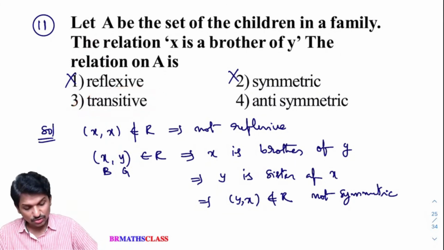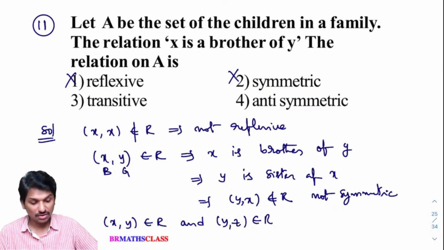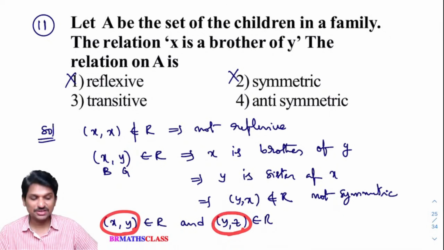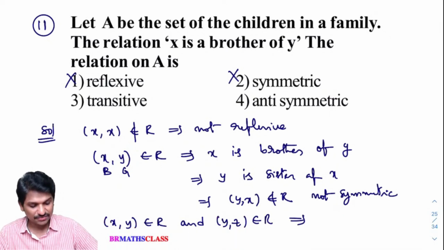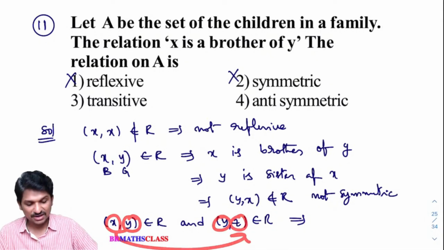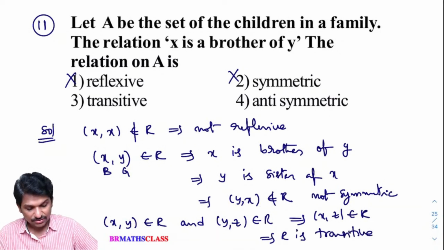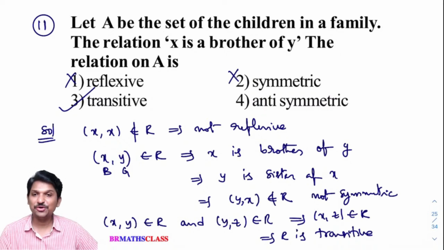It's easy. How to check transitive relation? We'll take ordered pairs: (x, y) belongs to R and (y, z) belongs to R. Now what it means? x is a brother of y, y is a brother of z. From this, can I say that x is a brother of z? Yes, we can easily say that x is a brother of z. That means (x, z) belongs to the relation. That implies this relation is a transitive relation. So the third option is the right option for this problem. I hope you understand.